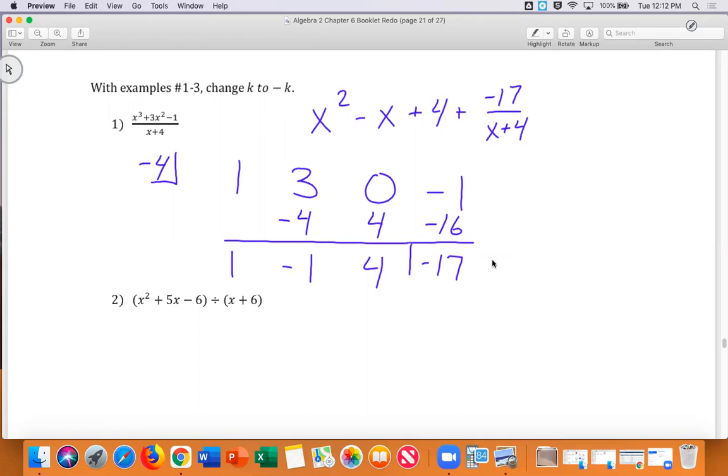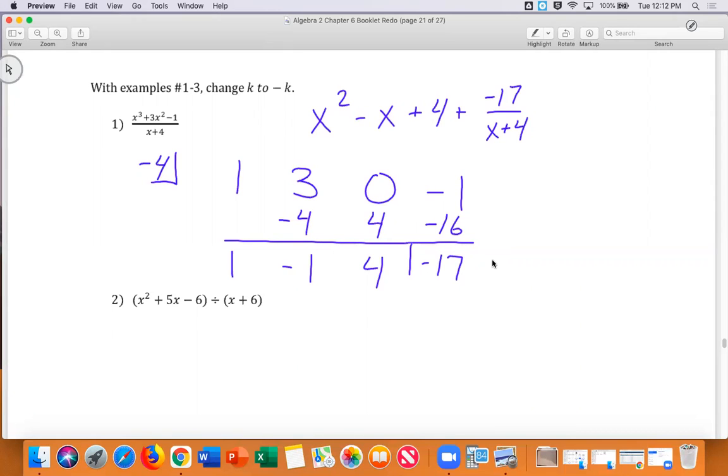Zero is there because there is no linear term. Okay, don't forget you have to take into account all of the terms. So if one is missing, we have to put that in there. Okay? Any questions with that?